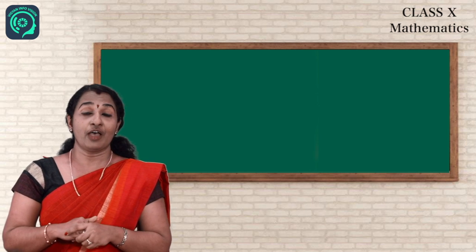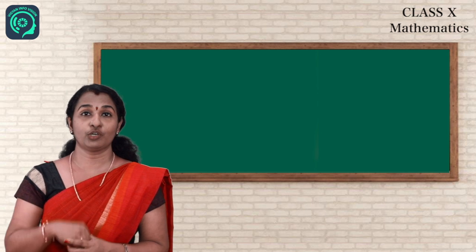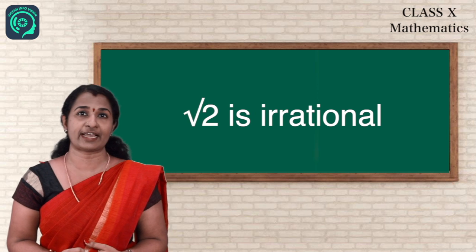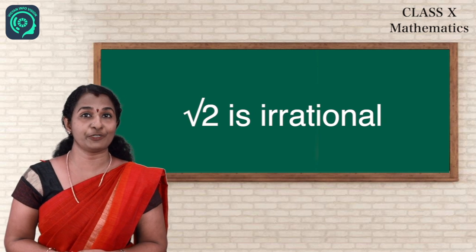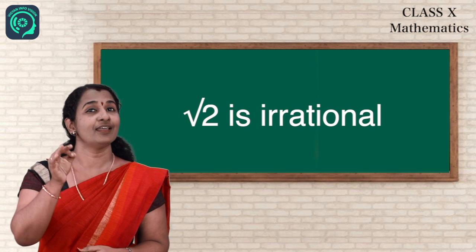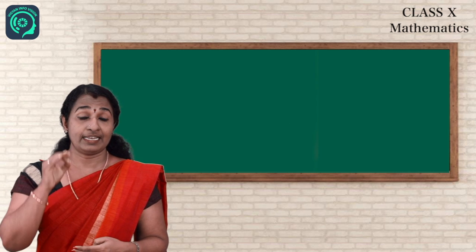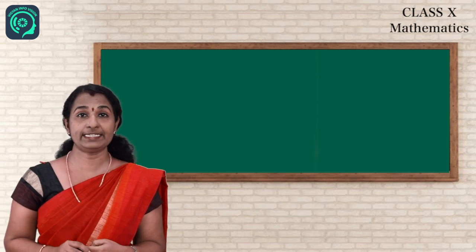So here, our objective is to prove root 2 as an irrational number. Already you have learned root 2 is an irrational number. But today, we are going to prove that root 2 is an irrational number. Before going with the proof, let us know a theorem in detail.